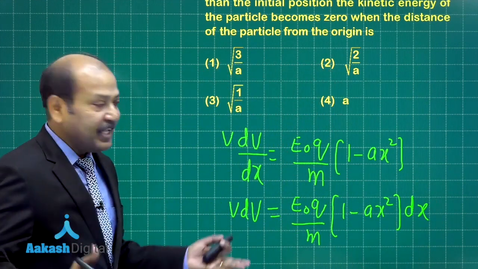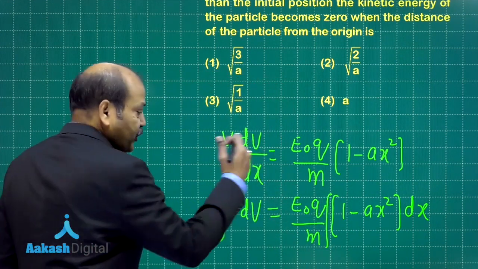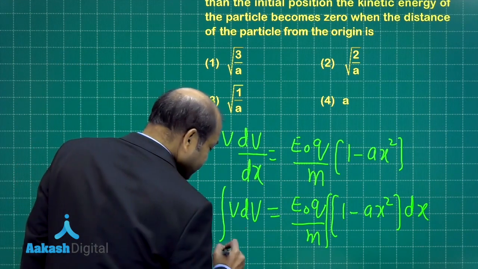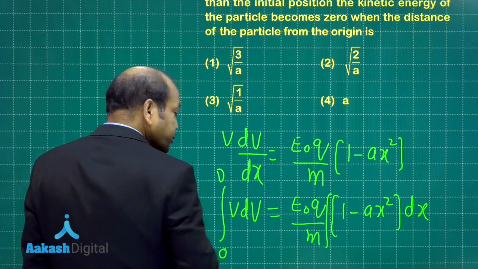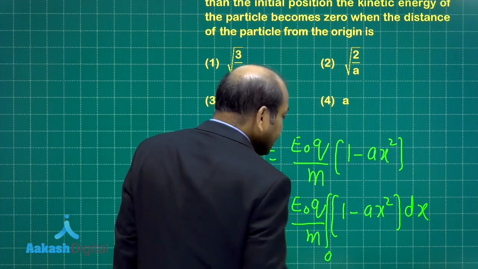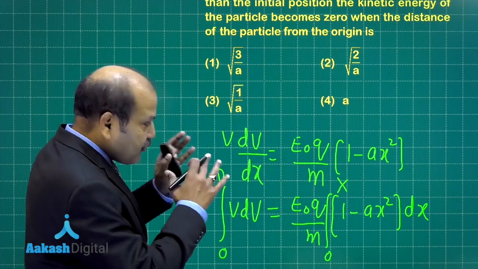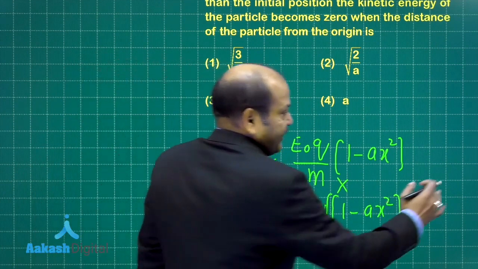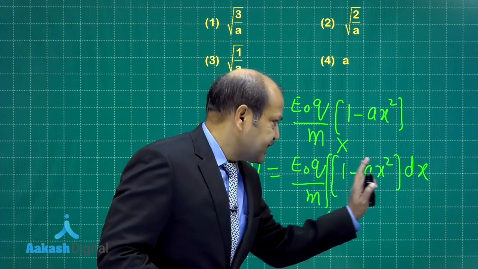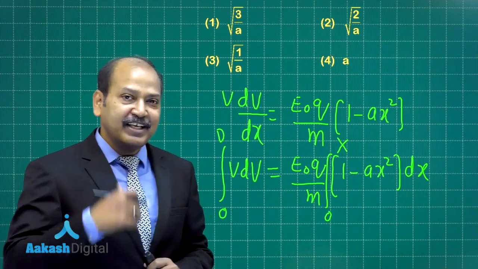Fine. Well, now here if we integrate both sides, E naught q by m, of course it's a constant term. Initial speed is 0, the final speed is also 0, so let's put it as 0 once again. Initial value of x is 0, and let's say that the final value of x, let's put it as capital X. So we have to solve for capital X. Now this is a pretty simple integration.